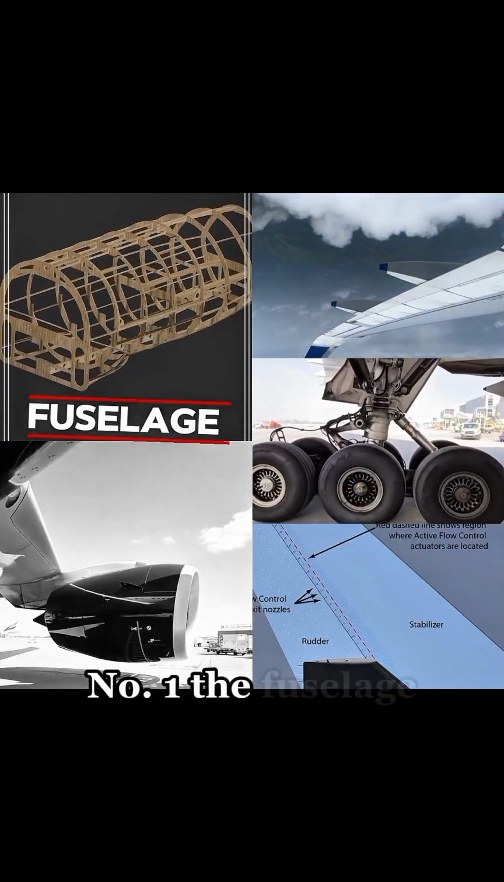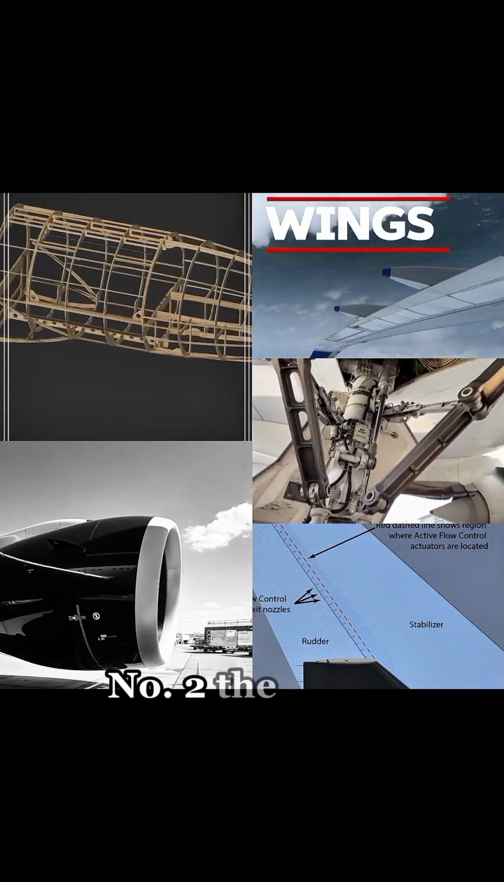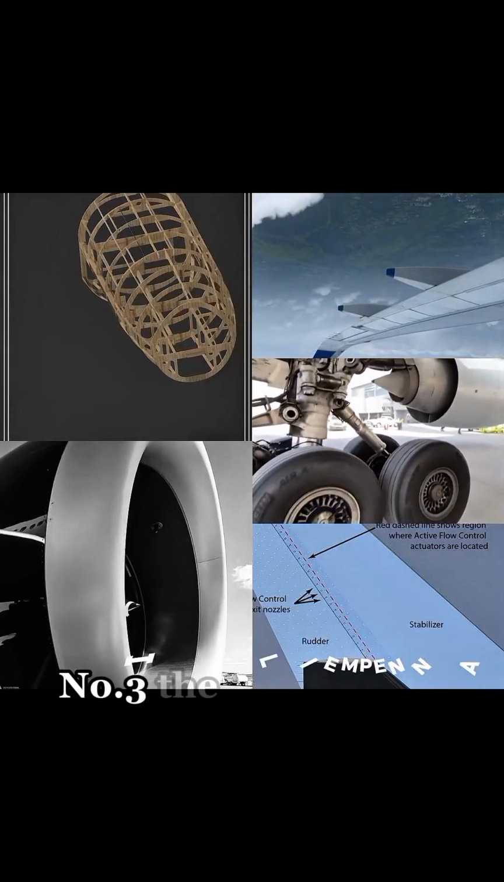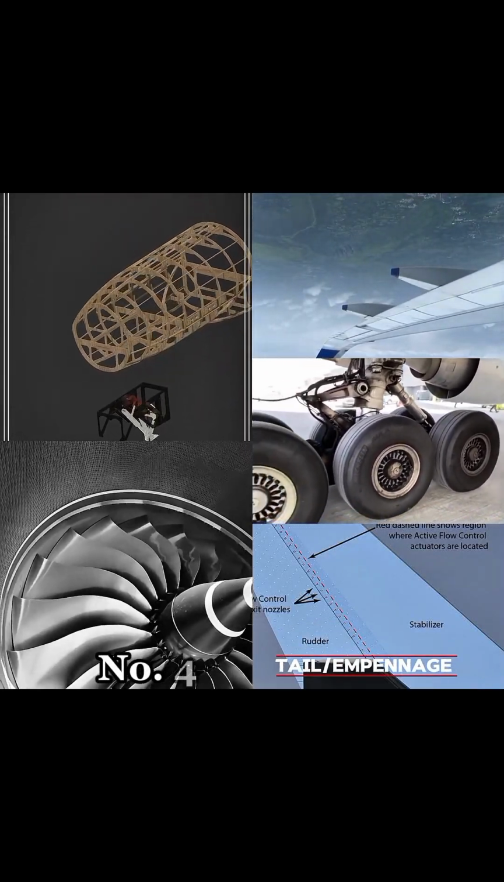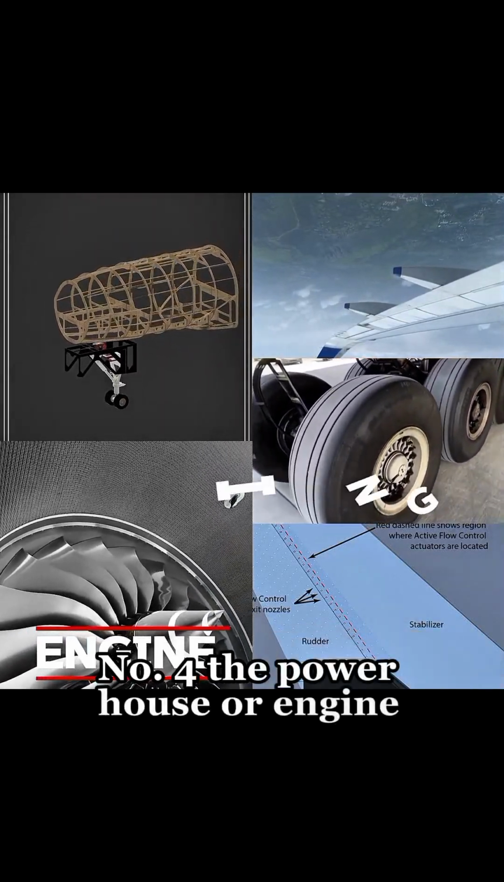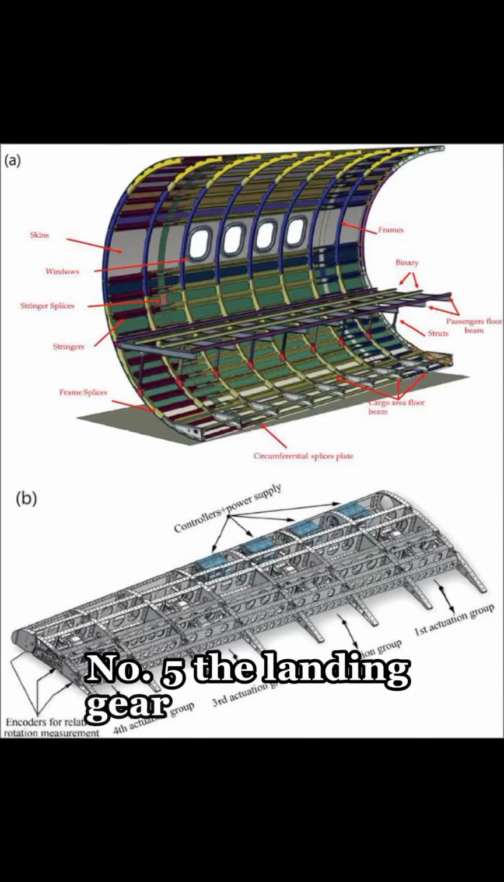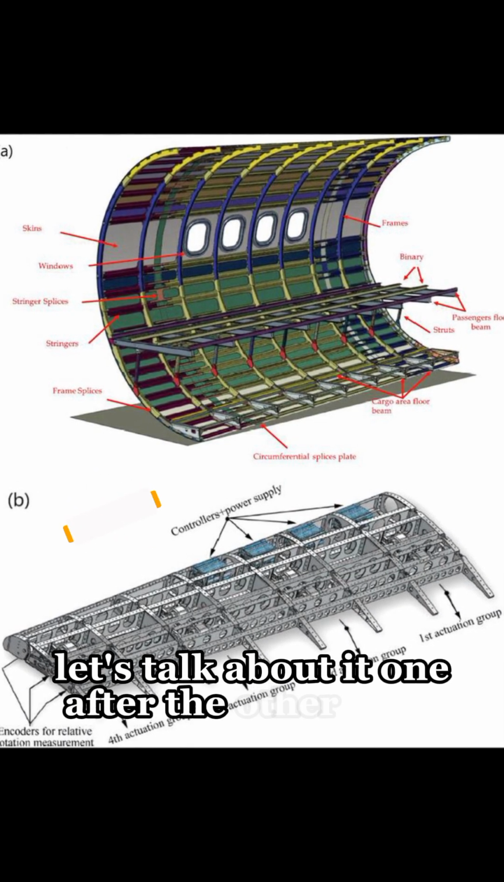Number 1, the fuselage. Number 2, the wings. Number 3, the empennage. Number 4, the powerhouse or engine. Number 5, the landing gear. Let's talk about it one after the other.